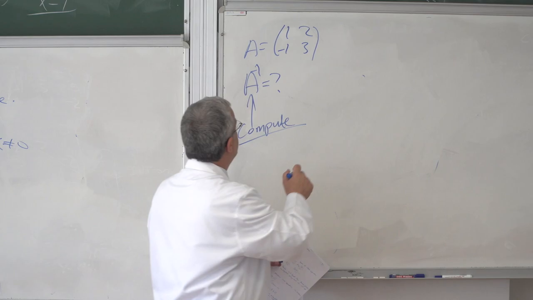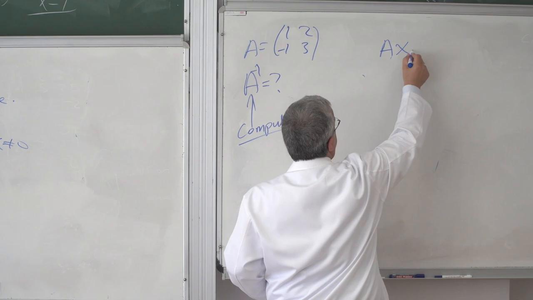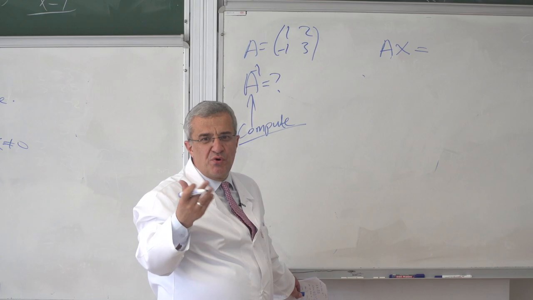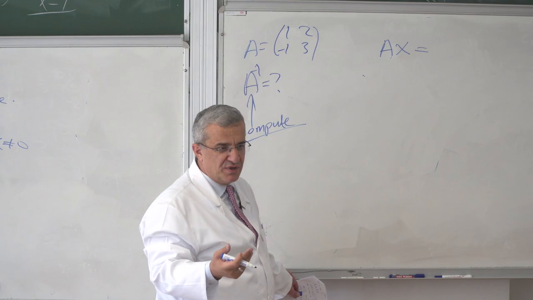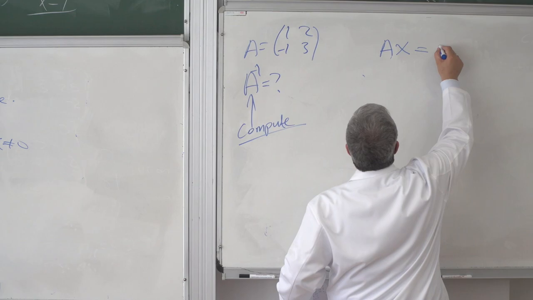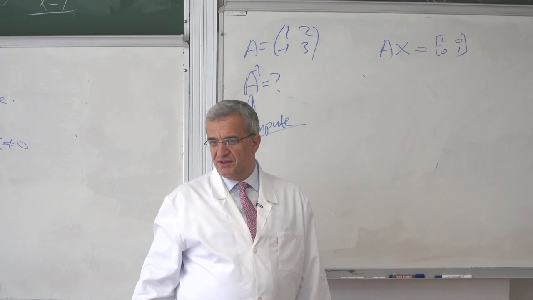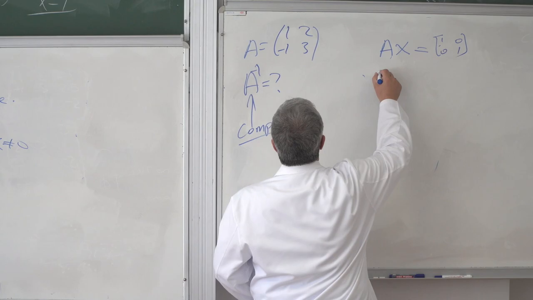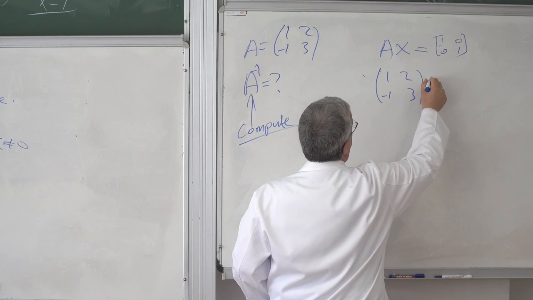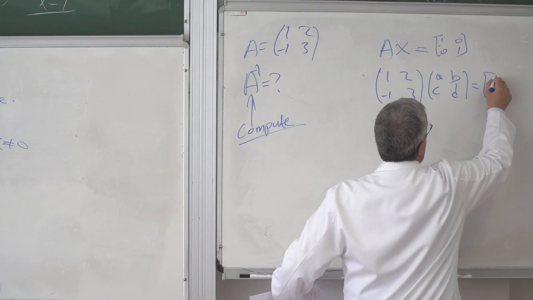What is A inverse? You multiply with A, I call it X, since unknowns, things to be discovered, we call them X, right? In mathematics, that's what we do. How can I solve for X, so that this is 1, 0, 0, 1? Okay? As a matter of fact, let's just do this, then I will do the general explanation. It's better. So 1, 2, minus 1, 3 times A, B, C, D is equal to 1, 0, 0, 1.